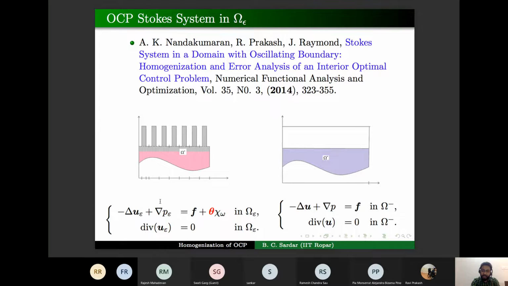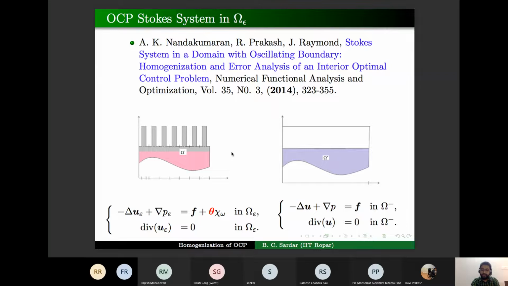We studied the limiting analysis and obtained the result corresponding to the Stokes system in a fixed domain. Here there is no contribution from the oscillating part of the region, mainly because the authors consider the Dirichlet boundary condition on the oscillating part of the boundary, that is, u epsilon is equal to 0 on gamma epsilon. Therefore, there is no contribution from the top part of the region.